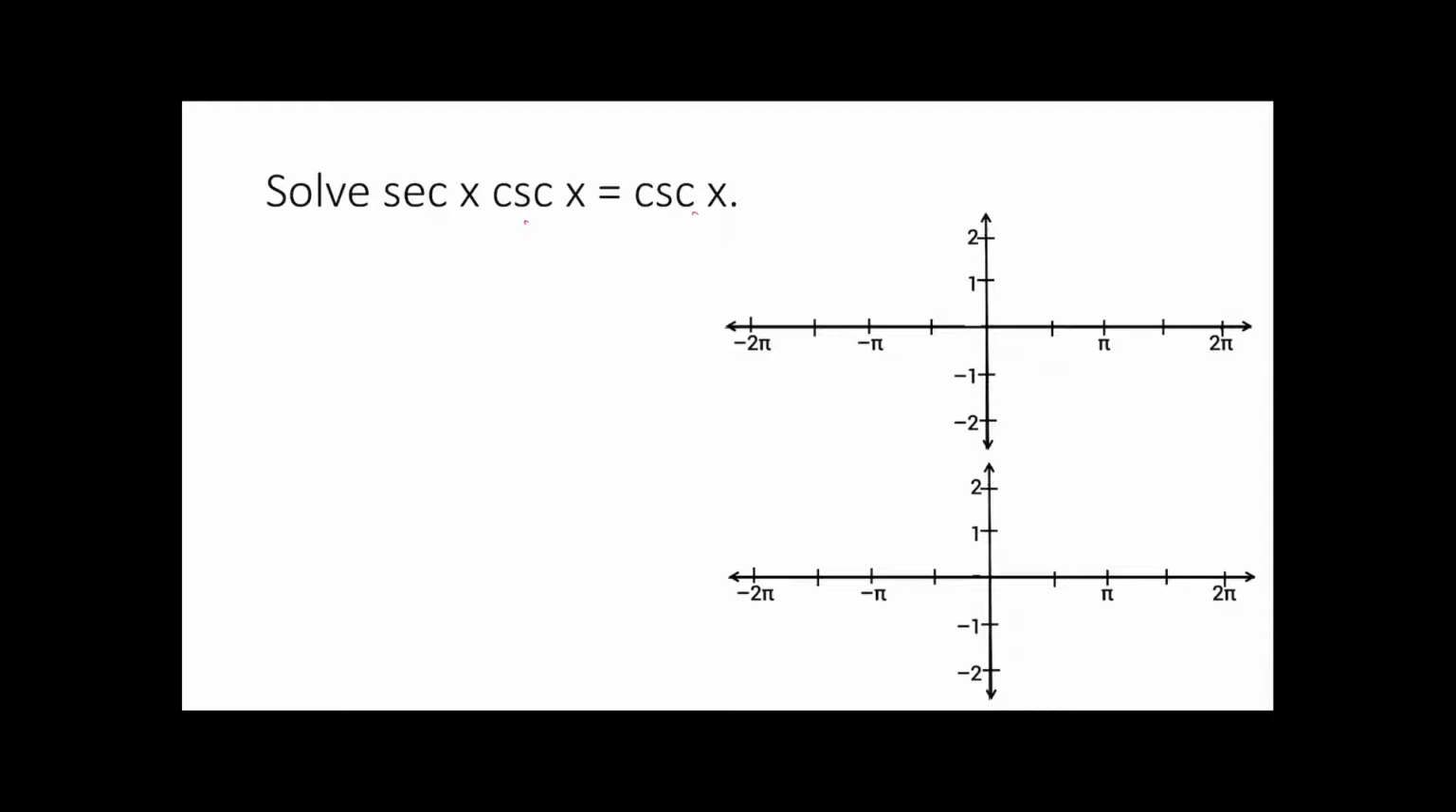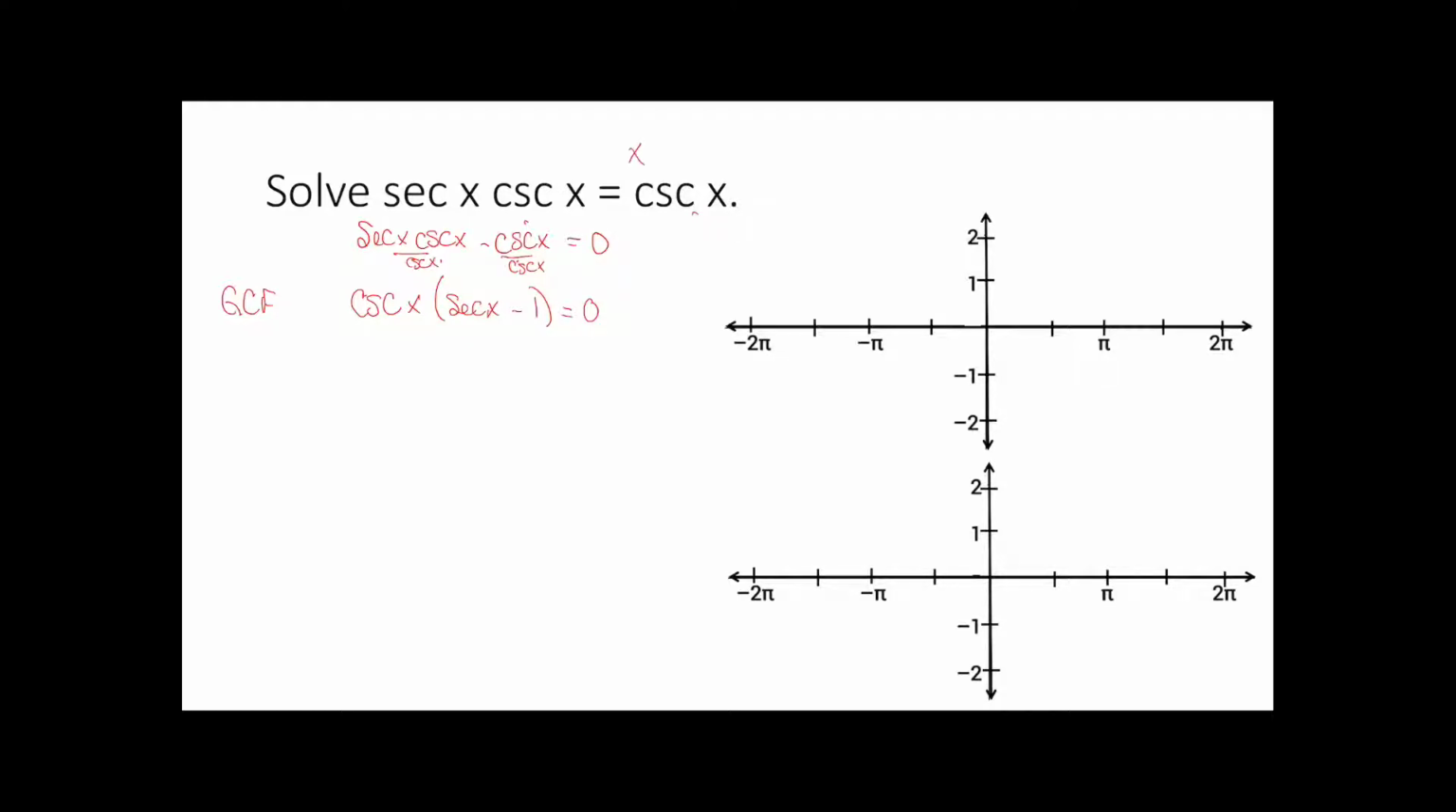So we want to gather everybody to one side. If we have the secant of x times the cosecant of x, and we subtract a cosecant of x from both sides, we get a 0. Now we notice that these two both have a cosecant in common, so if we take the greatest common factor out, we will have a secant of x when we divide by that cosecant of x, and we will have a negative 1 when we divide by the cosecant of x.